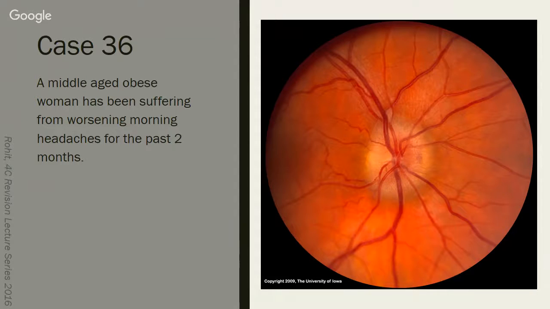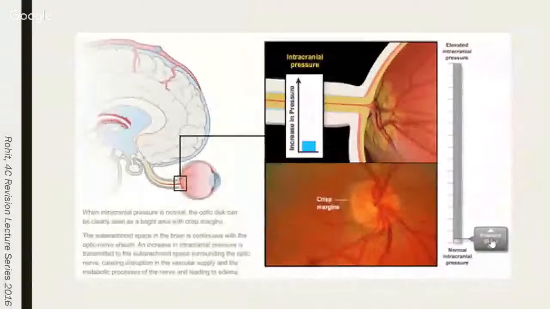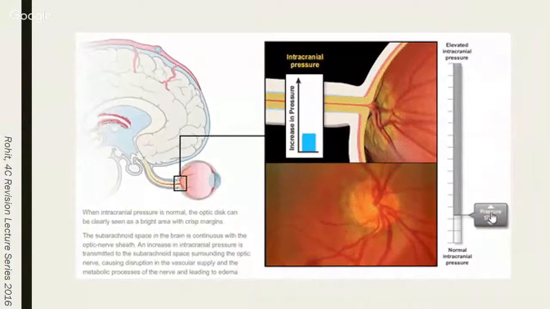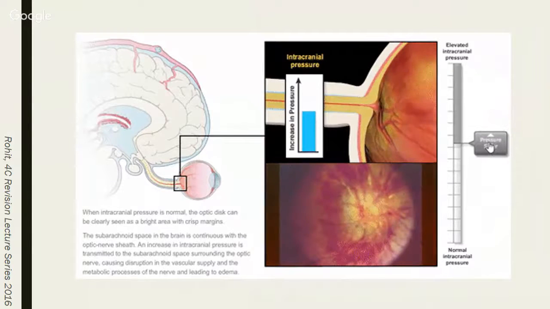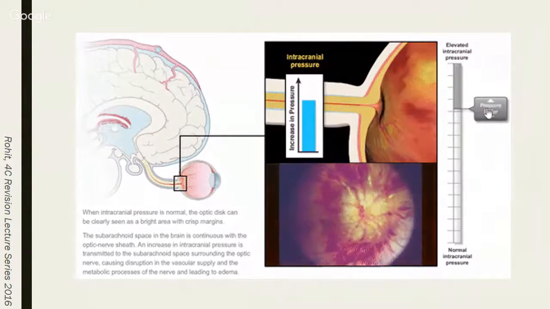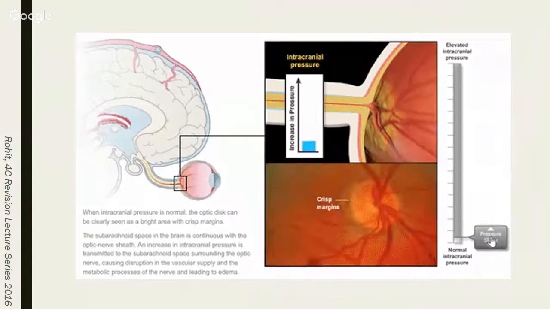And here it is. So a middle-aged obese woman has been suffering from worsening morning headaches for the past 2 months. What do we think? Yeah, benign intracranial hypertension, pseudotumor cerebri, whatever you want to call it. So this is what happens as the papilledema goes up. The image quality is poor, but as it goes up, you can see that the optic nerve gets pushed in because of all that intracranial pressure.